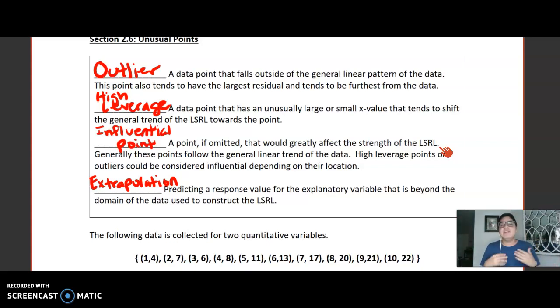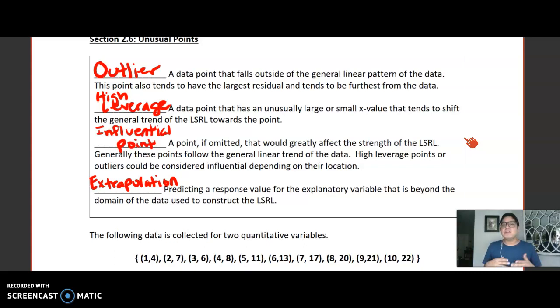And then lastly, we have an influential point. And this is a point that, if omitted, would greatly affect the strength of the LSRL. Generally, these points follow the general linear trend of the data, and high leverage points or outliers could be considered influential depending on their location in relation to the rest of the data.